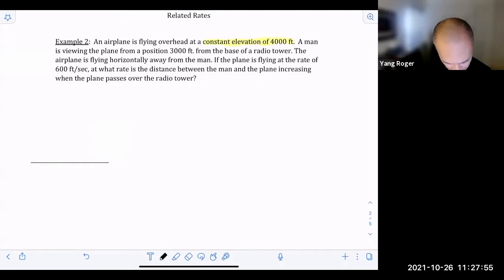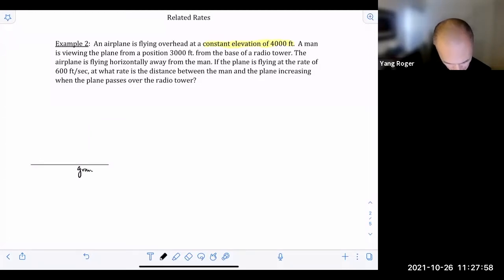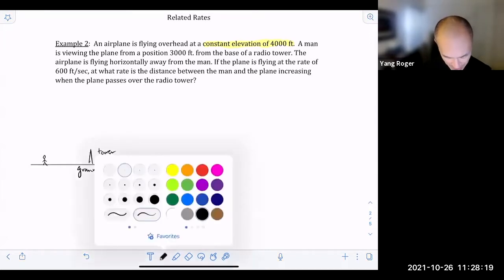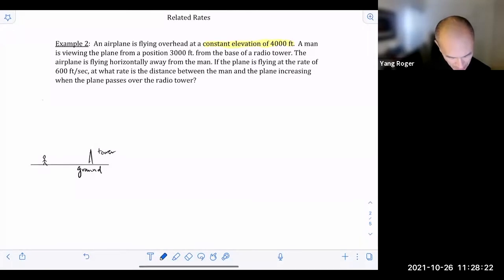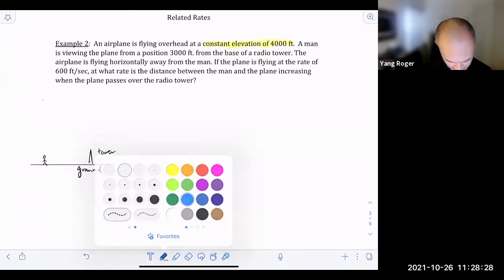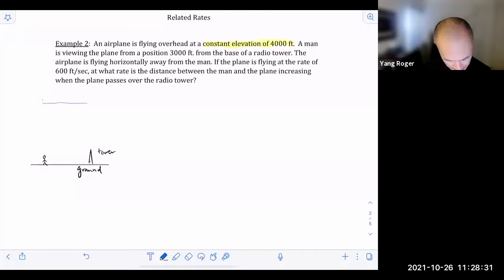This is going to represent the ground. Okay. Let's draw a little man over here. That's the man. This is the tower. And then I'm going to put a dotted line representing the flight of the plane. So that's not dotted. Hold on. This represents the flight of the plane.